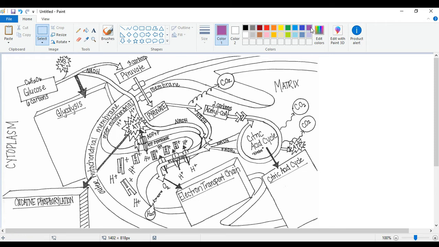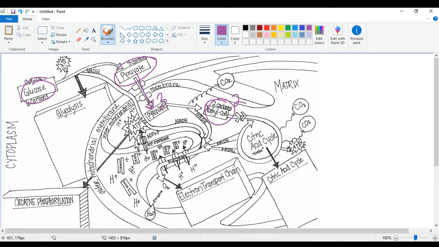So let's do that. Here we have a 6-carbon glucose, which is going to be broken down into two 3-carbon pyruvates. So we still have 6 carbons total. This is going to diffuse across the mitochondrial membrane into the matrix of the mitochondria. And before it can enter the citric acid cycle, it needs to be broken down into a 2-carbon sugar called acetyl-CoA. So here we're going to go from a 3-carbon molecule to a 2-carbon molecule.